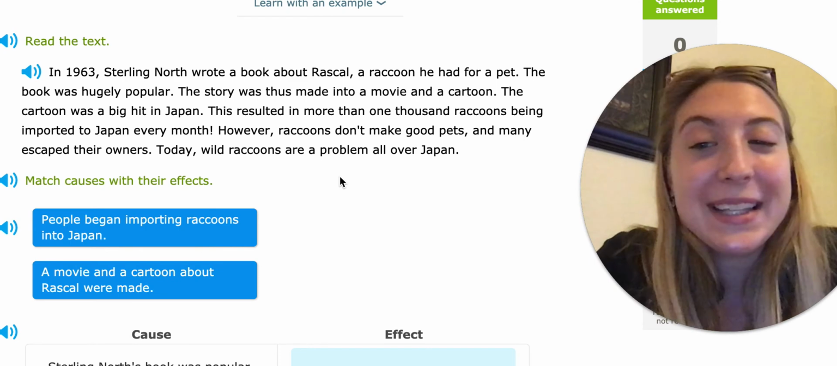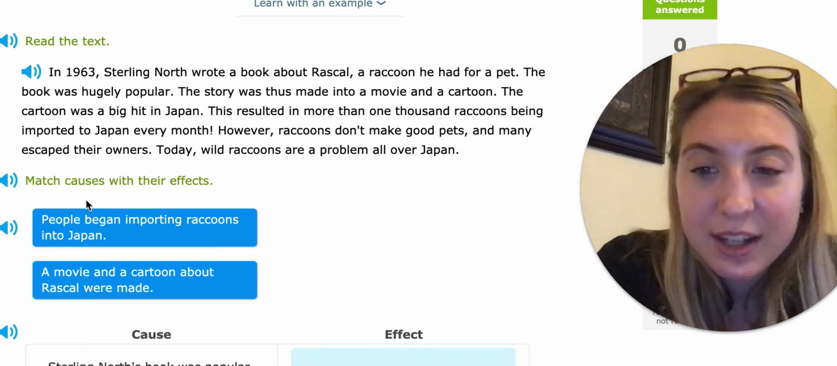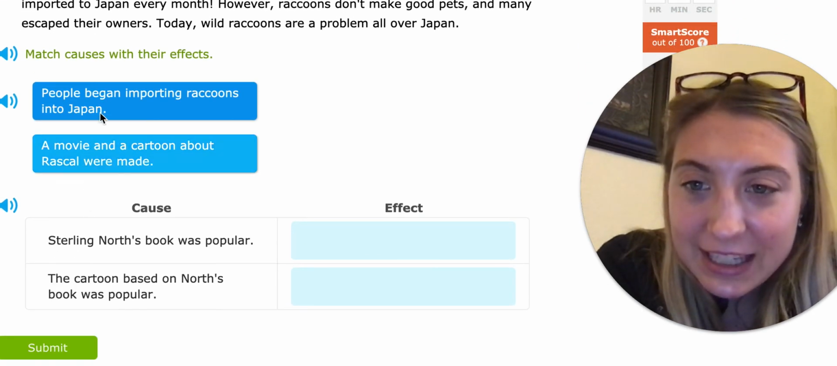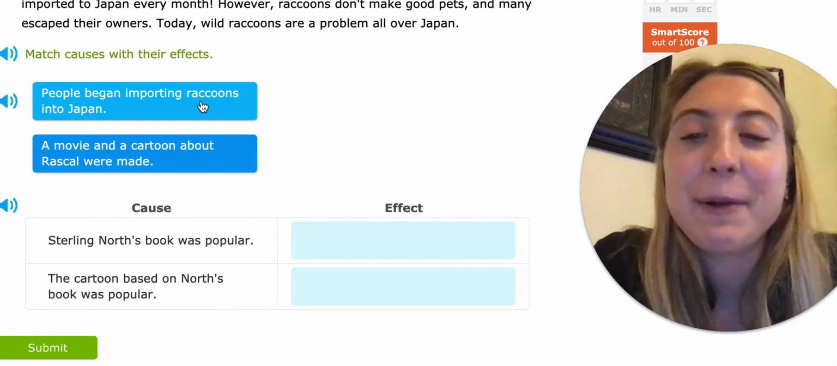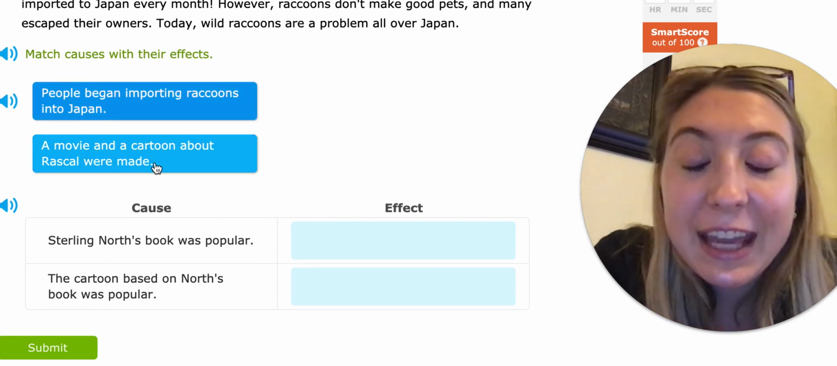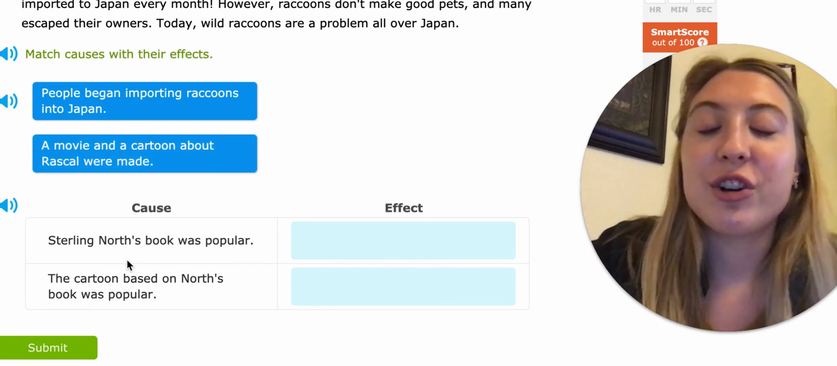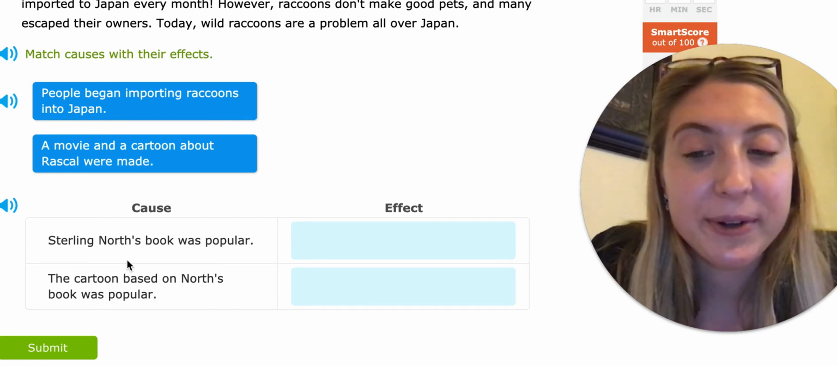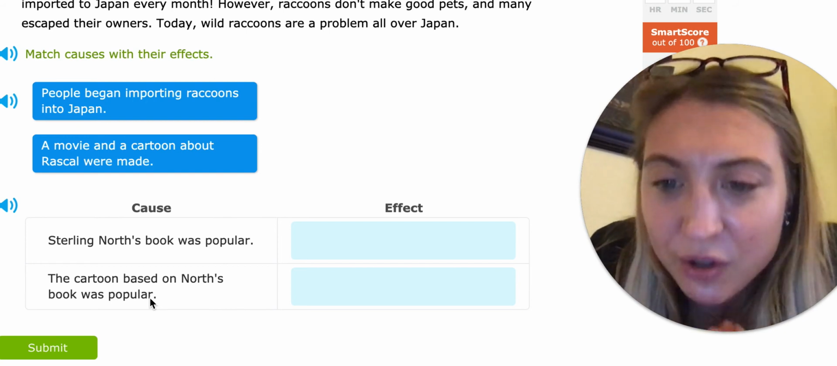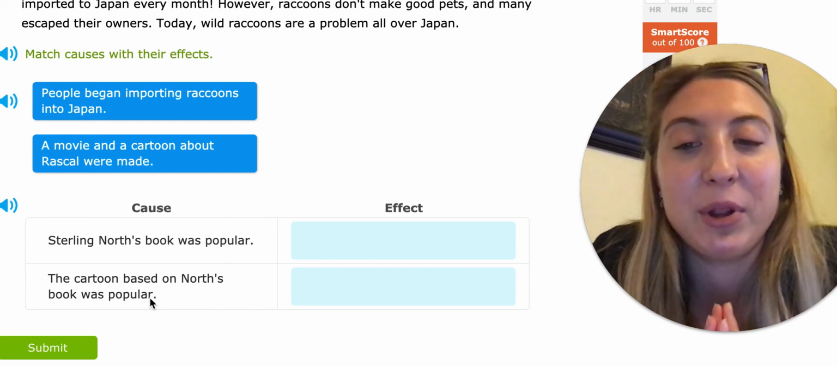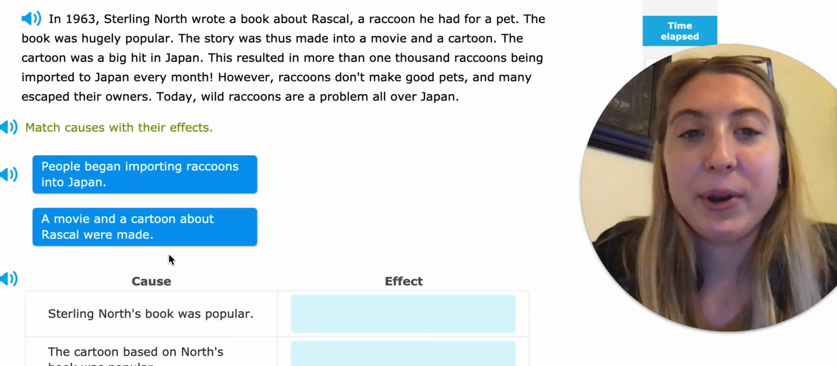Maybe, I don't know. So now, again, they're giving us the causes, and we have to match the effects. If I scroll down, I can see here are my effects: people began importing raccoons into Japan, and a movie and a cartoon about Rascal were made. Here are our causes: Sterling North's book was popular, and the cartoon based on North's book was popular. So the first thing we want to do is find where it says his book was popular.